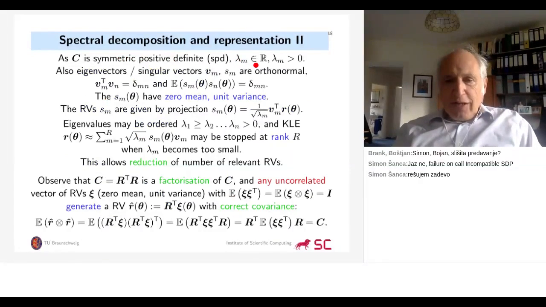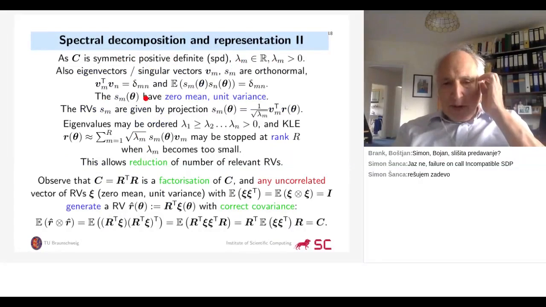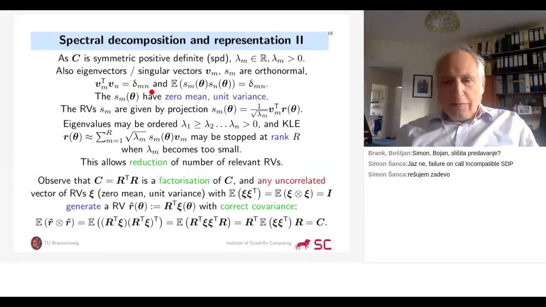So this is what I'm saying here once more. Because it's symmetric positive definite, I can order these. These vectors are orthonormal, so these have zero mean and unit variance. The way to compute them is by projection, by computing this mapping R of Vm again. I can order them by decreasing size, and then this expansion is called the Karhunen-Loève expansion, abbreviated KLE. You'll see the name of it. I can truncate it when this lambda m becomes small. Then it's an approximation, I stop it at rank R, and it becomes a reduced order model.